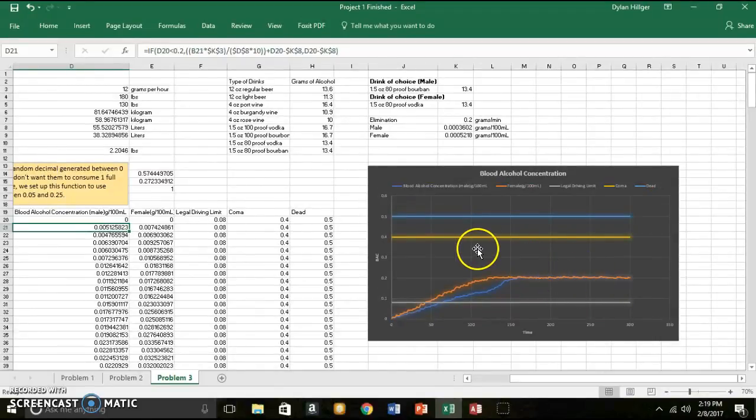And then we added on the graph the coma line, which is 0.4, and the death line is 0.5. And then the legal driving limit is 0.08, which they won't get to anytime soon.